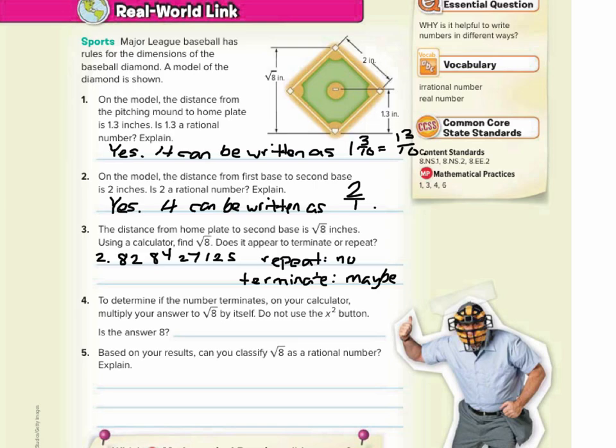Now, to determine if the number terminates, on your calculator, multiply your answer to the square root of 8 by itself. Do not use the x squared button. Is the answer 8? Nope. Based on your results, can you classify the square root of 8 as a rational number and explain? I'd say no. It is not a repeating decimal.